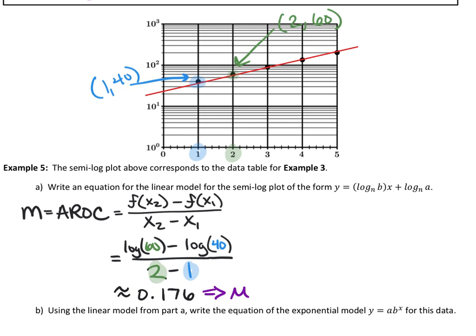The problem is I can't read the graph to find the y-intercept because I just drew this line willy-nilly, and we need an actual value for it, so we're going to use algebra to solve it. So we know that this equation is going to be y equal to my stored value m times x plus log of a.